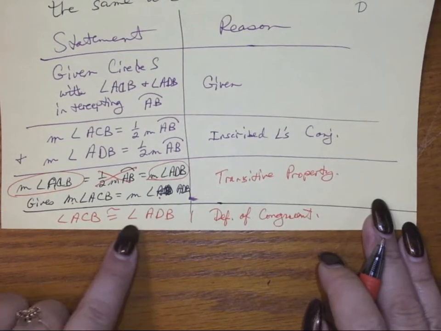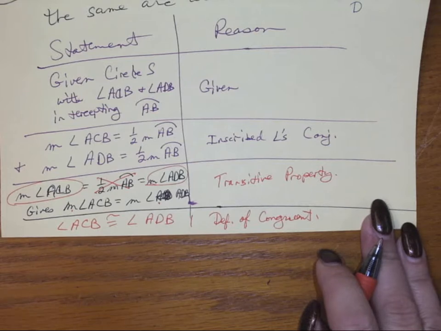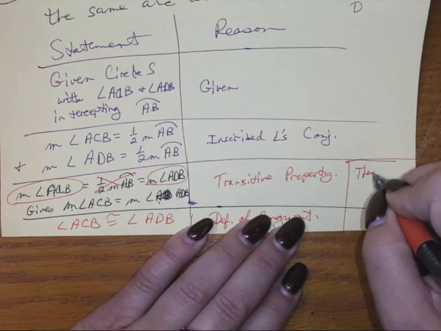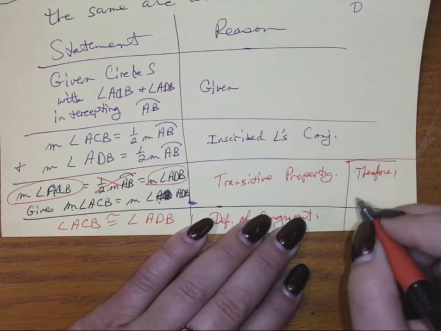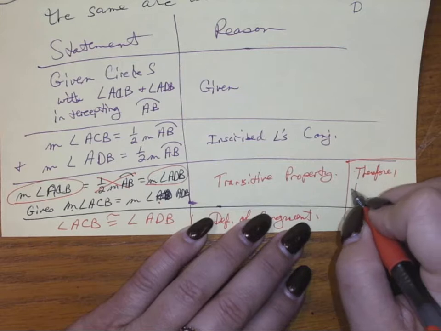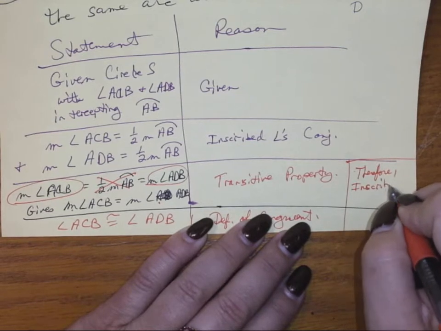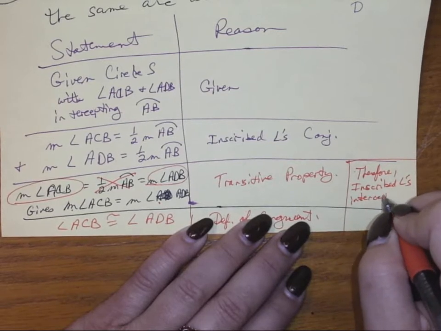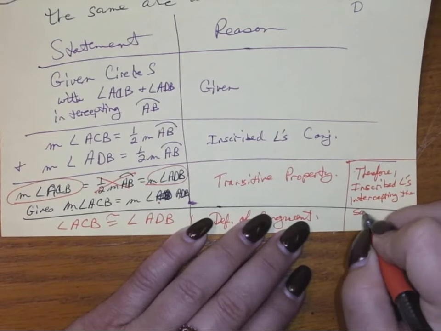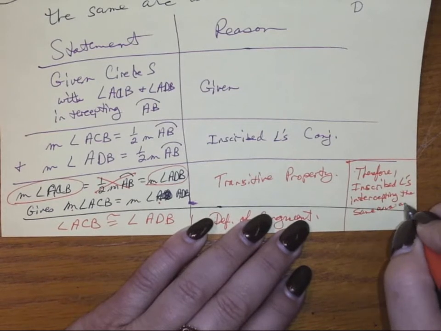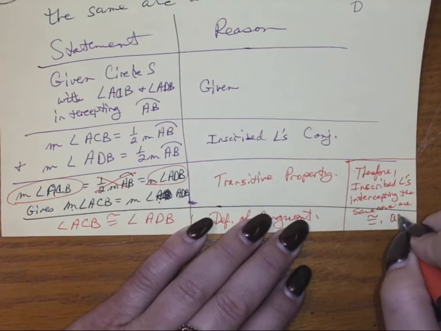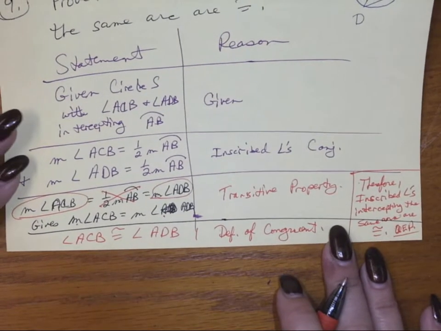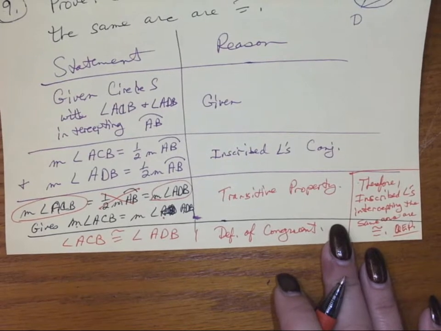Okay. So that's what they wanted me to show. I am done. Make yourself a little statement. Therefore, or you can use the three little dots. Therefore, inscribed angles intersecting the same arc are congruent. Done. Okay, and that guy is a way easier proof than the one we did a second ago with the kites. So no worries. Y'all should all be good.